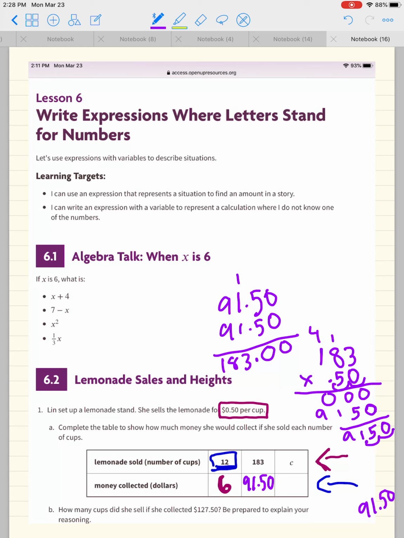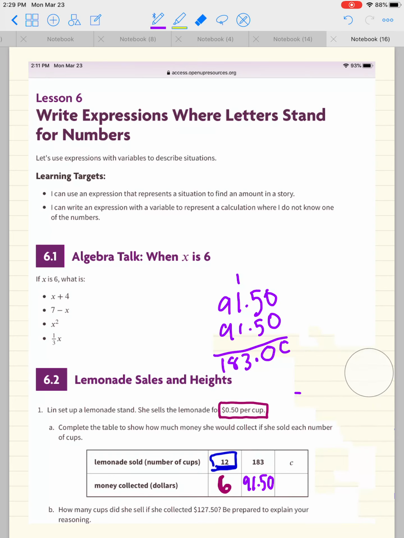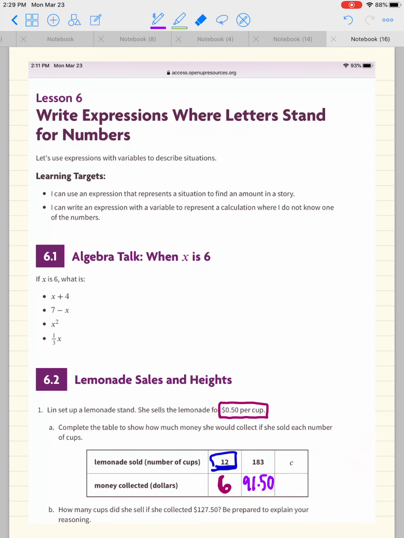They collected $91.50 when they sold 183 cups of lemonade. Okay, so as I mentioned before, another easy way we could have done it is we could have just taken 183 and split it in half, since we know that 50 cents is half of $1.